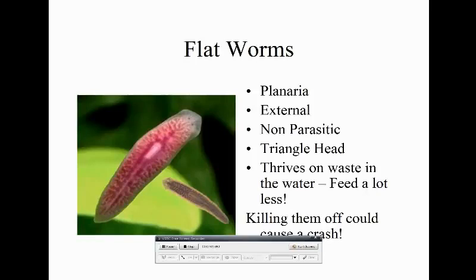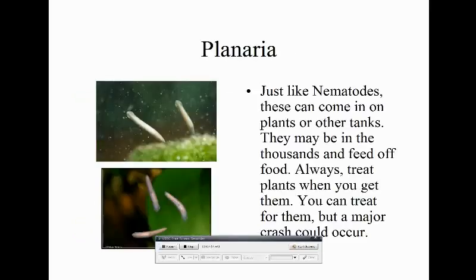I'm going to give you a couple more examples here. So you can tell a flatworm. They stick to the glass and they've got two little bitty eyes there, as you can see on the two left sides of the screen. Same thing, they'll feed off overfeeding, kind of like snails in a way. Planaria and nematoids, if I'm pronouncing it right, I don't know, are like snails. The more you feed, the larger the population you're going to have. The less you feed, the less you're going to have to deal with it.